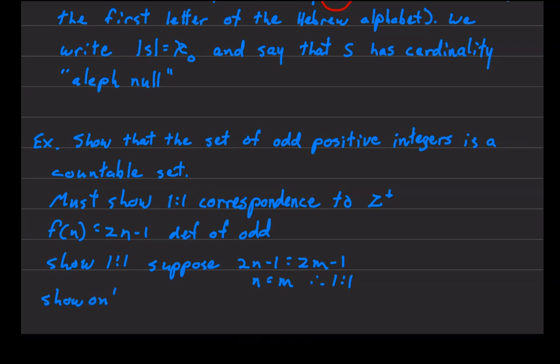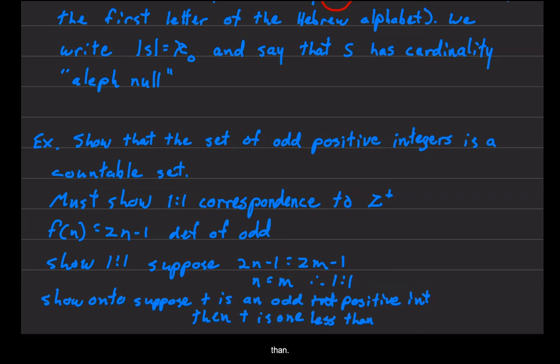Next, you have to show that it's onto. Suppose t is an odd positive integer. Then t is 1 less than an even positive integer 2k, where k is a natural number.